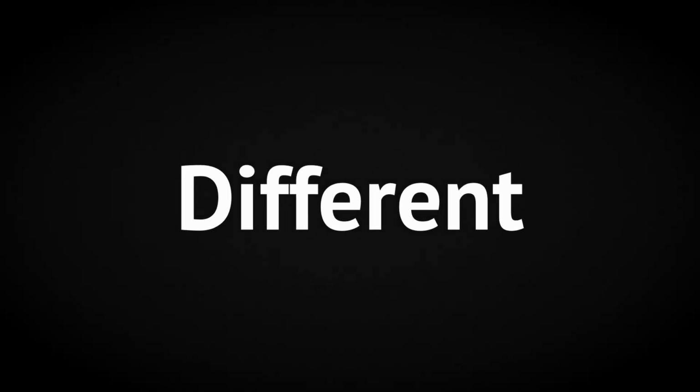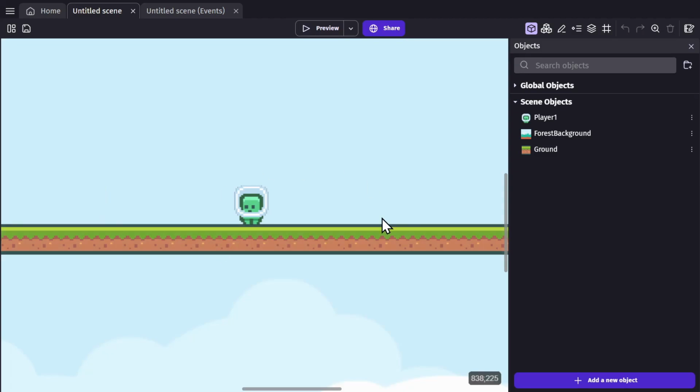Let's go over the different kinds of objects used in GDevelop. An object is basically anything in your game. If you can see it, it's an object. So an object can be a scene object or a global object. And they both work the same way.